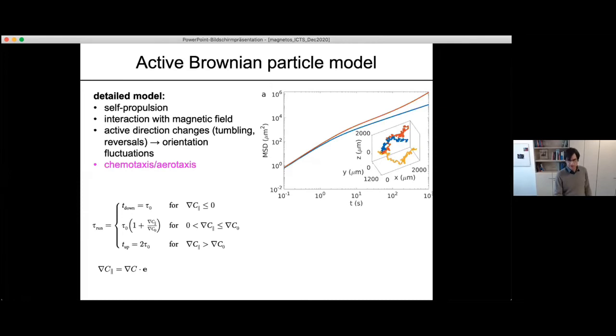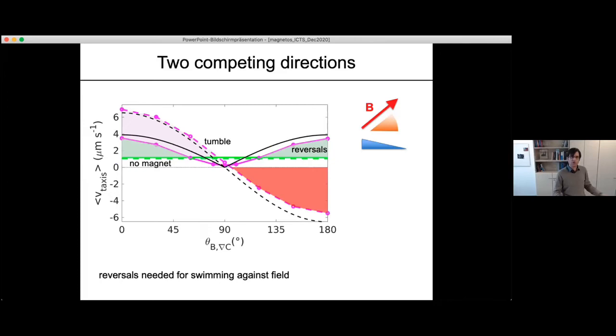And what we now want to look at with that is what happens if we have two competing directions. We have a direction from a magnetic field and a direction from a gradient. What is shown here is that we vary the angle between the field and the gradient. At 0, both point in the same direction, so they swim down the gradient or in the direction of the field, that's both the same. Then we change that to 90 degrees, where they're perpendicular. And then at the right end here, the two actually point in opposite directions.